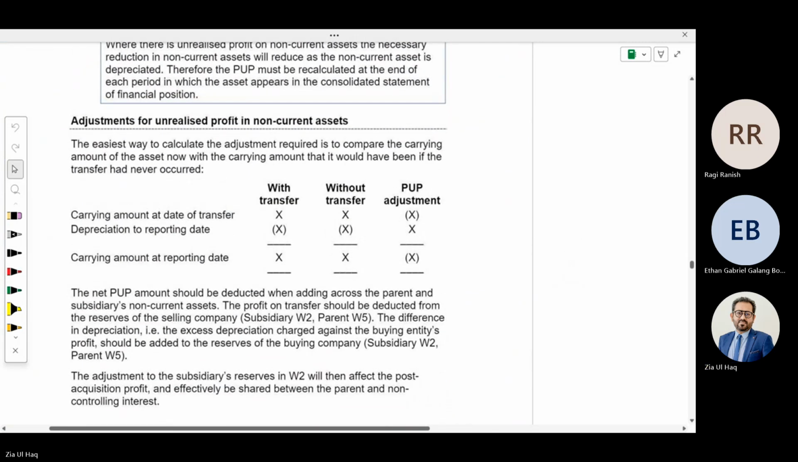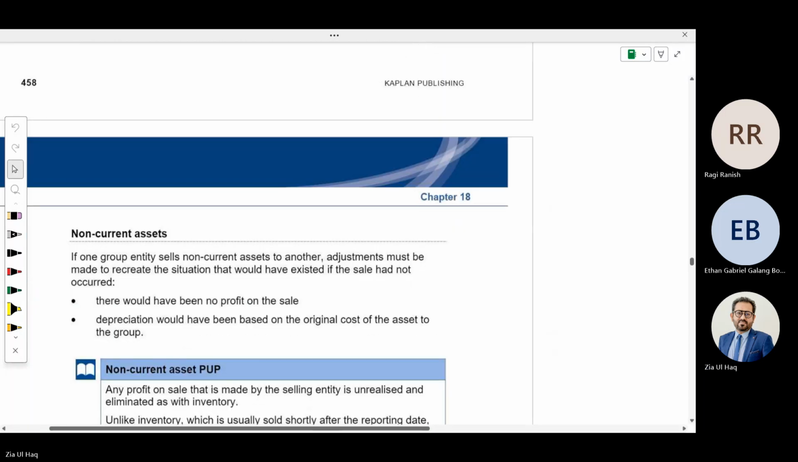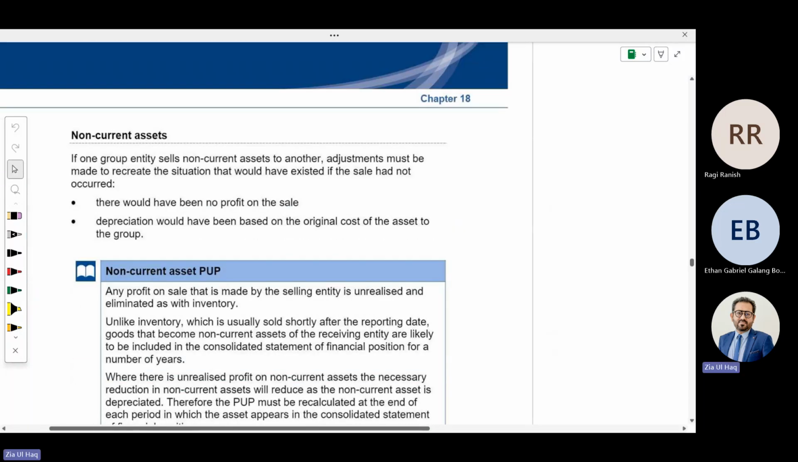In the group, there could be buying and selling of non-current assets. And if in the group, the parent company is selling some asset to the subsidiary, or the subsidiary is selling some asset to the parent company, and suppose the carrying value is different from the sale price, they are generating a gain or loss on this disposal. So that gain or loss we need to eliminate. That is also an unrealized gain or loss.